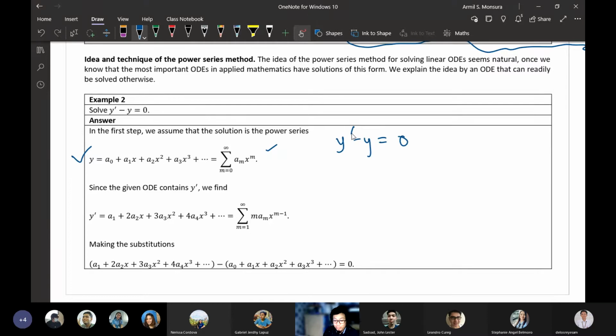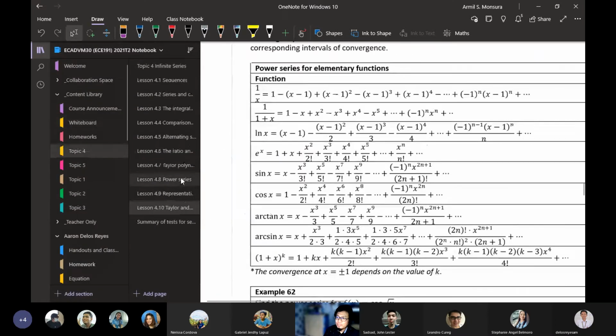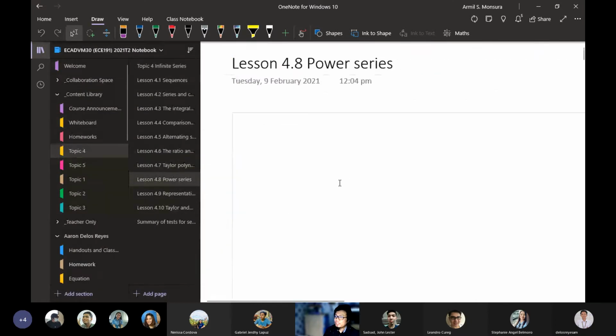Kailangan nyo lang i-supply itong mga nandito. Okay, you just need to supply these things. Yung y prime, kasi magsisimula kayo sa y, you'll have to start with y. And then if you need y prime, you solve for y prime. If you need y double prime, you need to solve for y double prime. So that is why you need to learn how to differentiate power series. May lesson yan, may coverage at topic sa lesson 4.8 yata or 4.7. Differentiation and integration of power series, ito 4.8 yun.